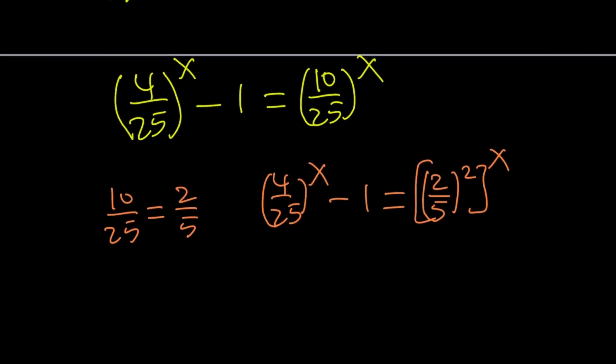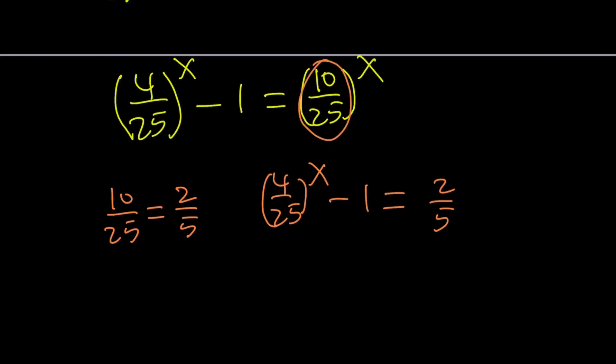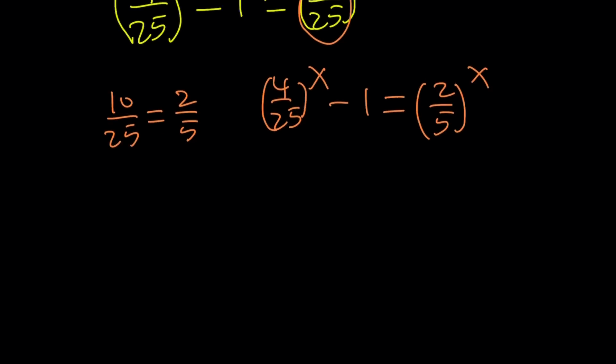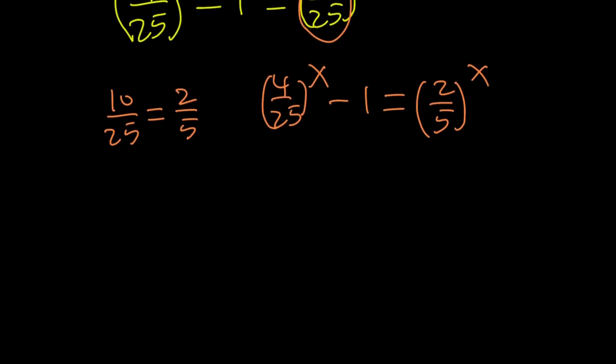I think I messed up. It shouldn't have a square in it. The other one should have a square in it. So I could probably write it like this. Sorry about that. This is going to be 2 over 5 because we simplified it and we got 2 over 5. Yes, here we go. Now notice that 4 over 25 is 2 over 5 squared. So we get the same situation. You can call this a and proceed as follows.